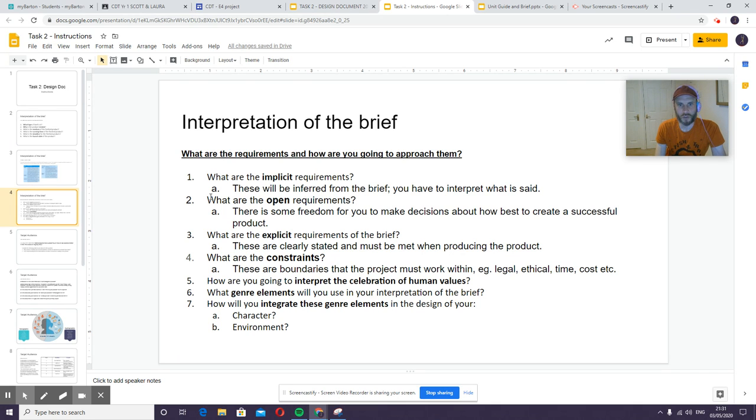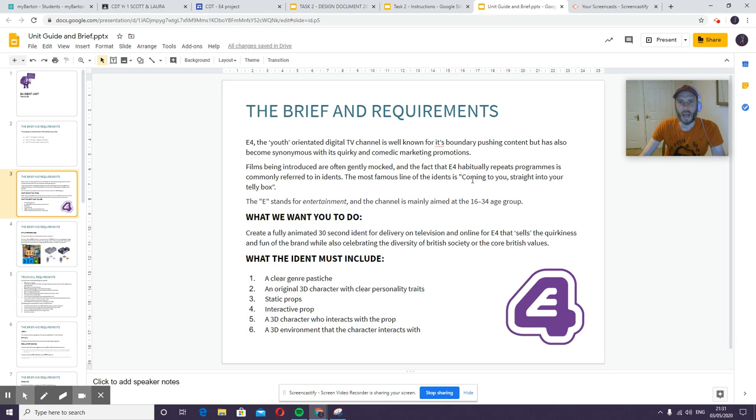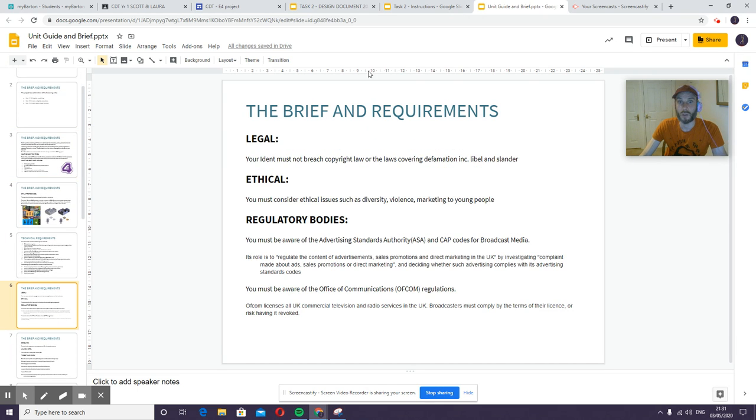In terms of constraints, these are the boundaries that you've got to work within. So these are going to be legal and ethical and time-based constraints. There's nothing in the brief actually about costing, although you do need to do a budget eventually. That's something that I should probably update in the brief. Note to self. So when I was getting these slides ready, I added a couple of things to the unit guide. So I realized there wasn't anything in the unit guide about the constraints.